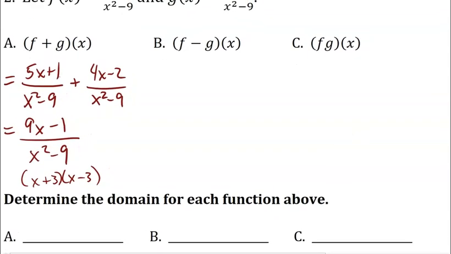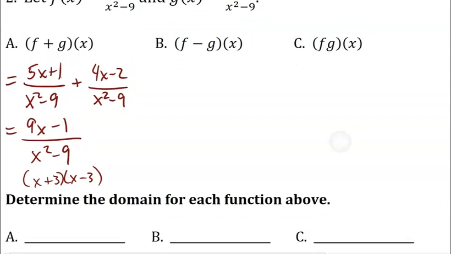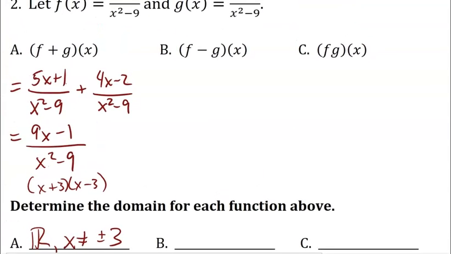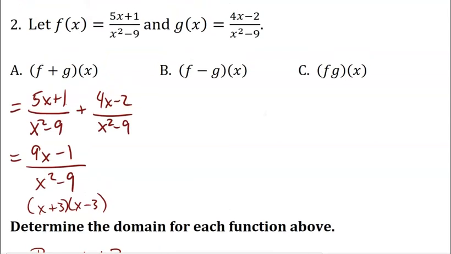And then my domain is all real numbers except anything that makes my denominator 0, which is negative 3 and 3, because we just factored it there. So we're going to say all real numbers such that x does not equal plus or minus 3. If you've not already, I would suggest you pause it, try a couple of these and see if you get the same thing I do.